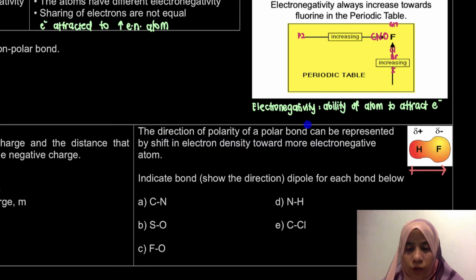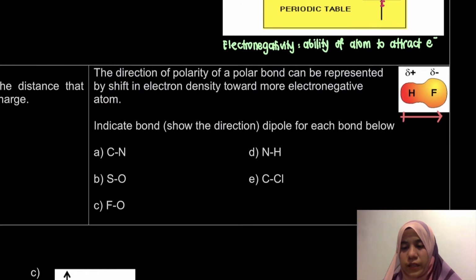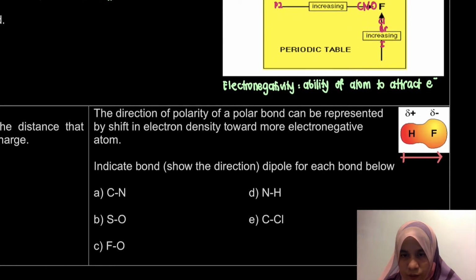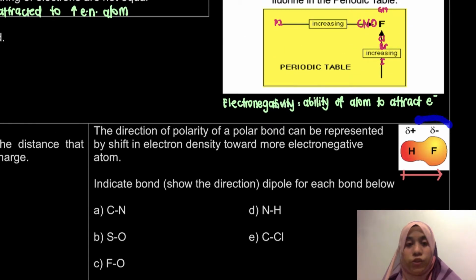For a polar bond, the direction can be represented by the shift in electron density towards the more electronegative atom. For example, here we have hydrogen fluoride, which also shows the electronegativity pattern. Hydrogen fluoride is a covalent bond, where they share the electrons.